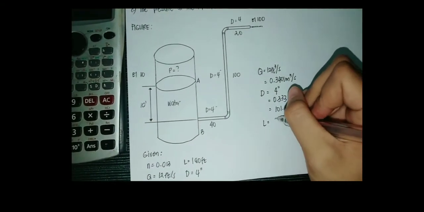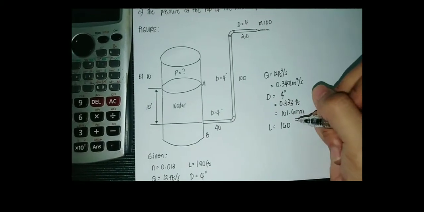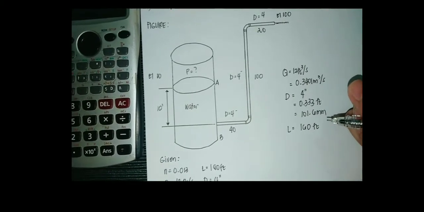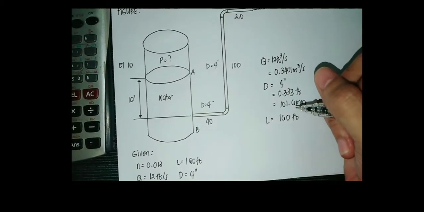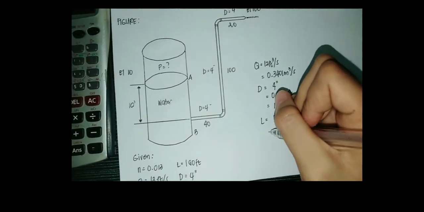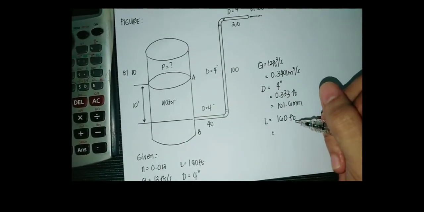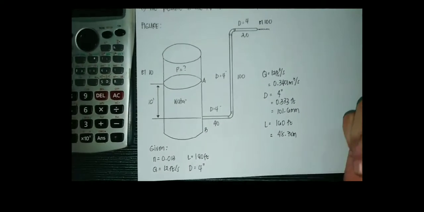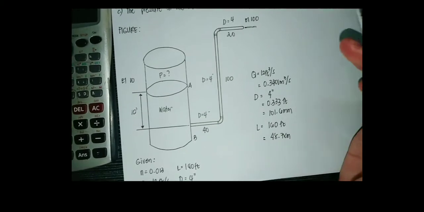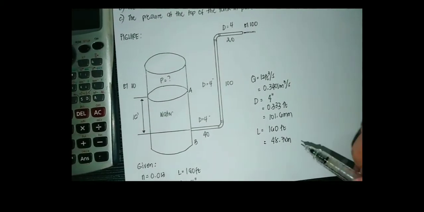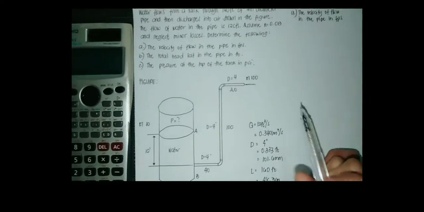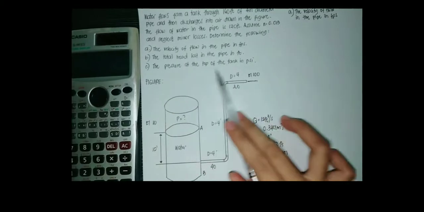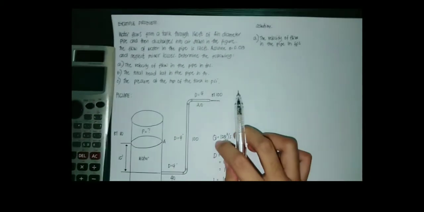The length is 160 feet. Let's convert it into meters. Converted into meters, the value is 48.78 meters. So why do we convert into meters per second, feet, millimeters, and meters? It is because it depends on the formula we use for what we are asked to find. So let's proceed to letter A.